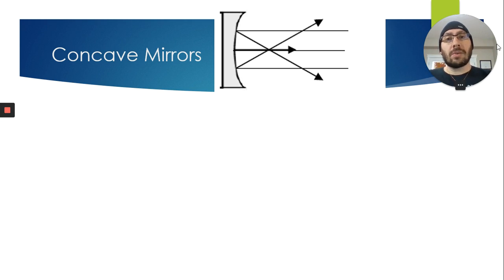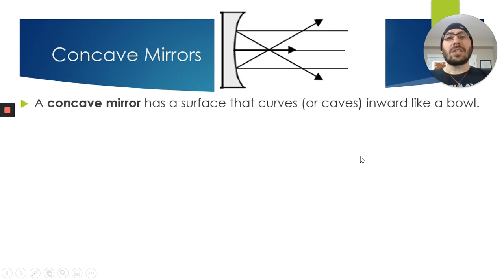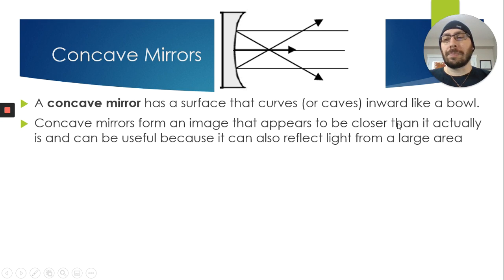We've all seen curved mirrors before. This one right up here, I've got a nice little picture of it. You probably have these in your home. This is a concave mirror. You can see it curves in kind of like a cave, or like a bowl. Concave mirrors form images that appear to be closer than they actually are.